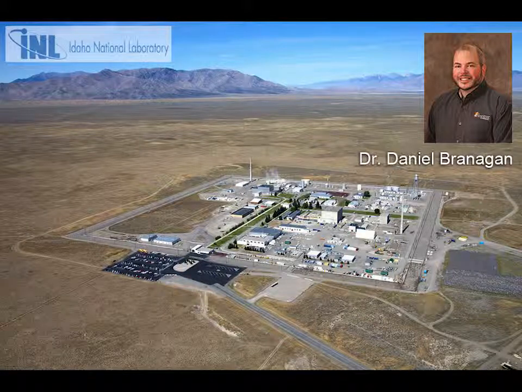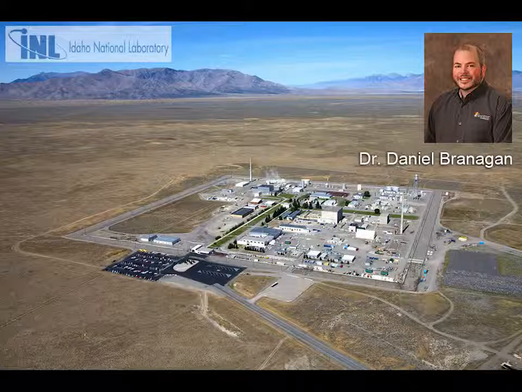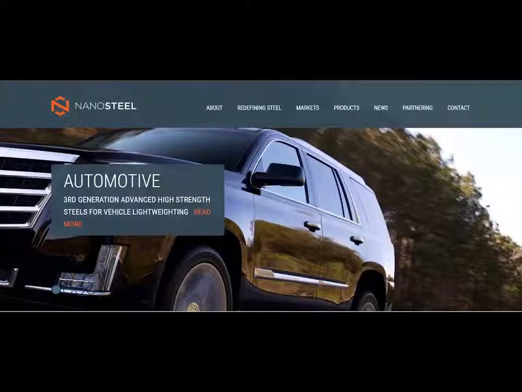Dr. Daniel Brannigan thought that steel was interesting enough to research. People probably told him he shouldn't, because everybody thought we had everything there was to know about steel figured out. But he ignored that and pressed on, and learned how to make nanostructured steel, making steel stronger and more lightweight. His company, NanoSteel, received a $150 million investment from General Motors.